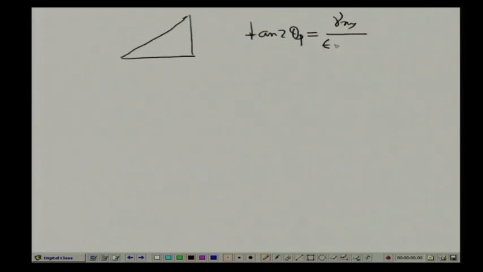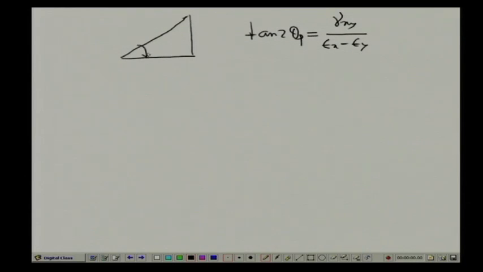Now, if this is the orientation along which the normal strain is the maximum, then what is the value of the corresponding normal strain, which is the maximum normal strain? Let us look into that. Now, we have obtained that tan 2 theta p is equal to gamma x y by epsilon x minus epsilon y.